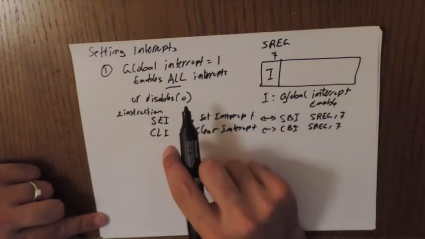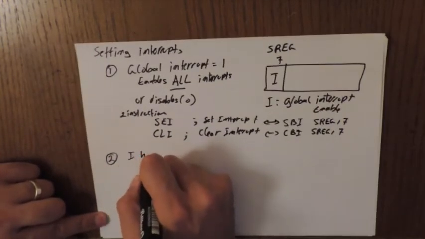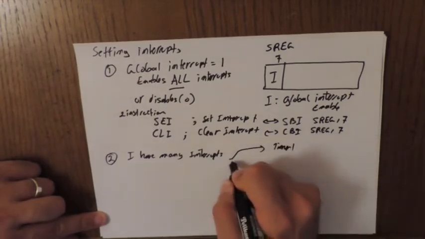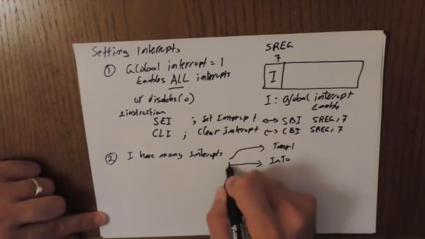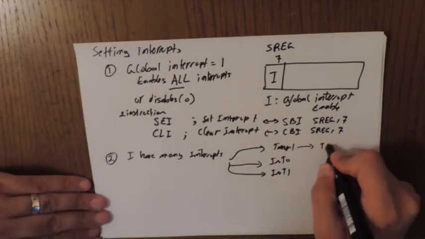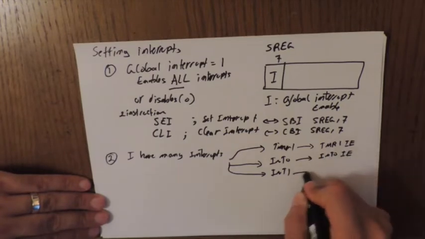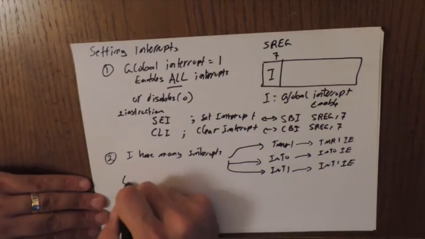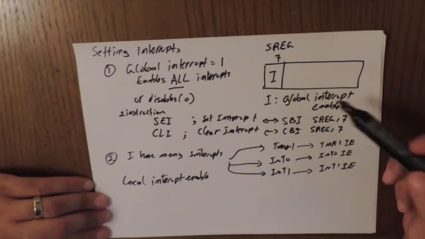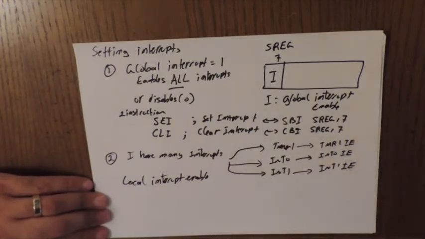As we said, the first step is to enable the global interrupt. Since I have many interrupts, such as timer 0, timer 1, ADC, and INT0 and INT1, these are the three interrupts we're going to use. Each one has a local enable. Timer 1 has TOIE1, INT0 has INT0 IE, and INT1 has INT1 IE. This is the local interrupt enable. If you want an interrupt on timer 1, I need bit 7 of SREG to be 1 and the timer 1 interrupt enable to be 1. I cannot have just one of them.